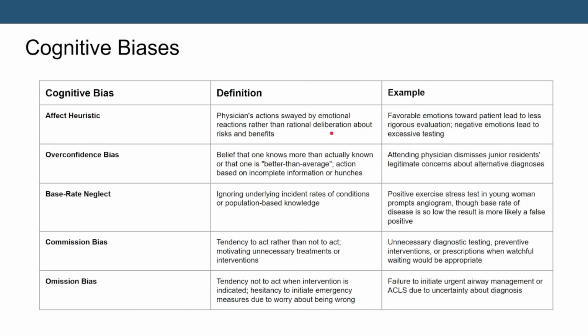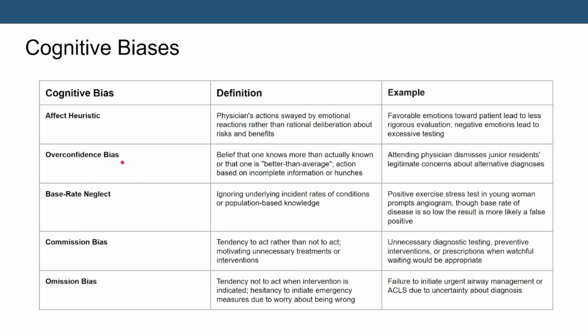This one is a little bit hard, but an example would make it easier. So favorable emotions toward the patient lead to less rigorous evaluation, and negative emotions could lead to excessive testing. This is basically the affect heuristic.